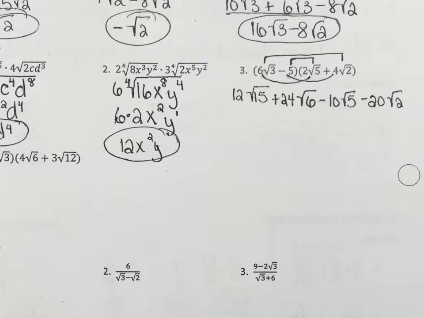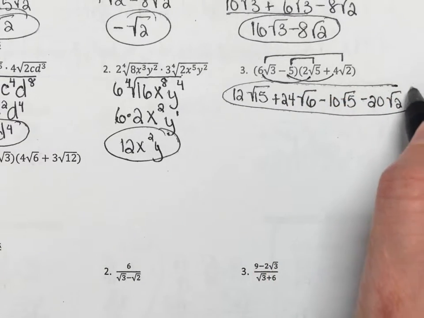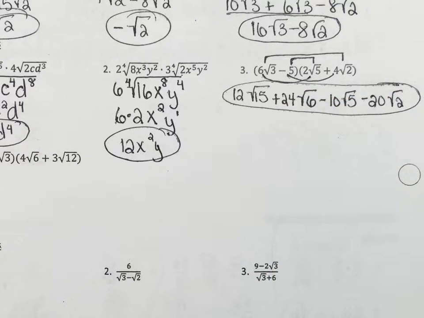Now, do they have anything in common? Do they have anything you can break down? Do they have any perfect squares? Wow, that's ugly. It is a little ugly. They normally simplify a little bit better than that. All right, let's go to number 4.